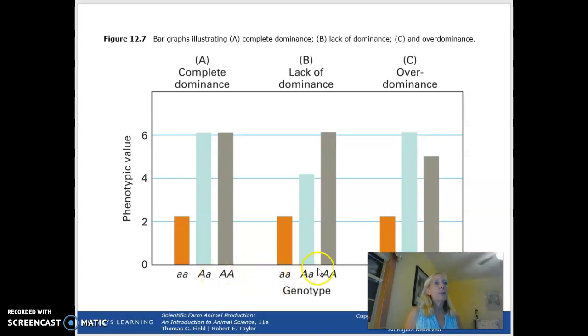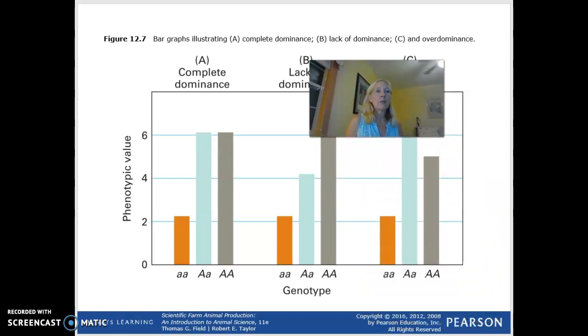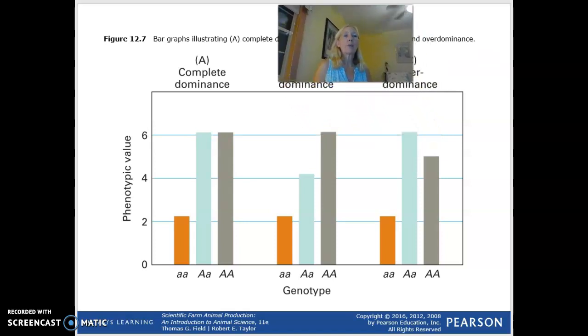When you have incomplete dominance or lack of dominance, this AA is a blending of this one and this one, so it has less value. But a lot of times recessive genes can be genes that aren't good. They can code for negative traits that might lower production. And then this one, I know you can't see because I'm in the way here. This one is when we have a hybrid vigor, which you have the crossbreed having the greatest genetic value.